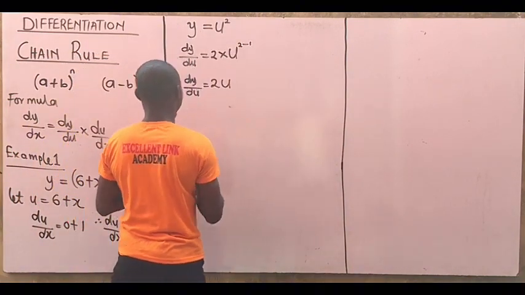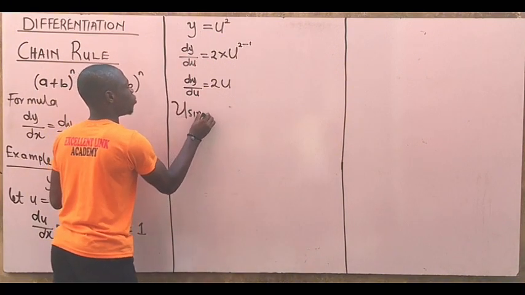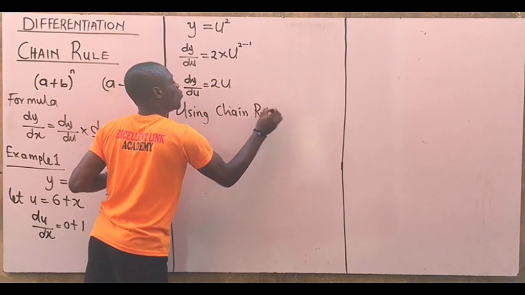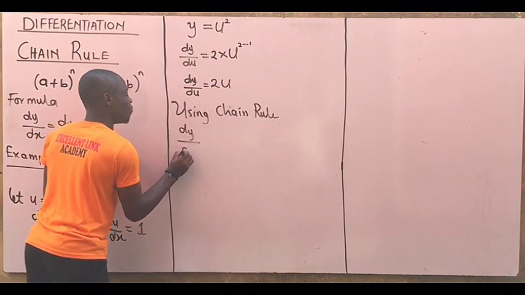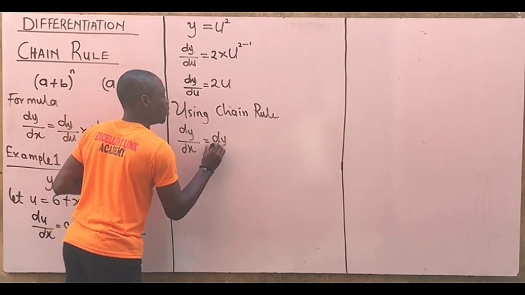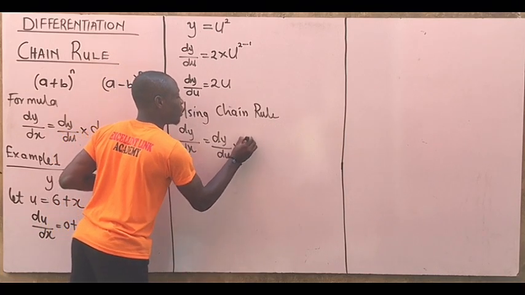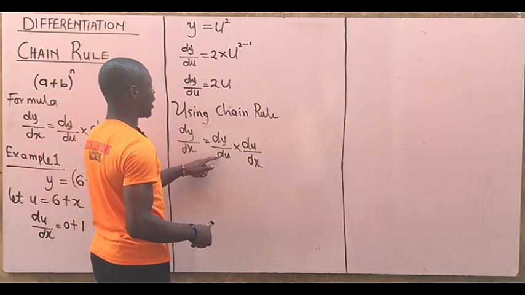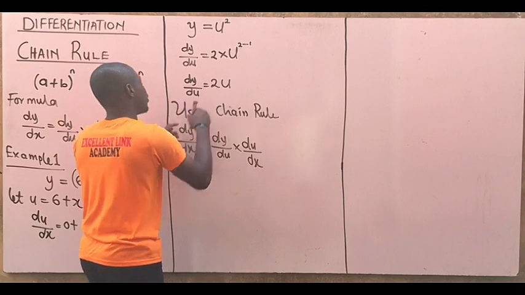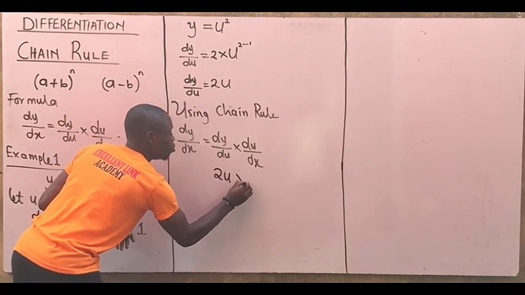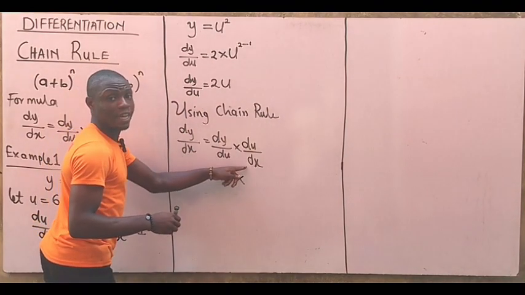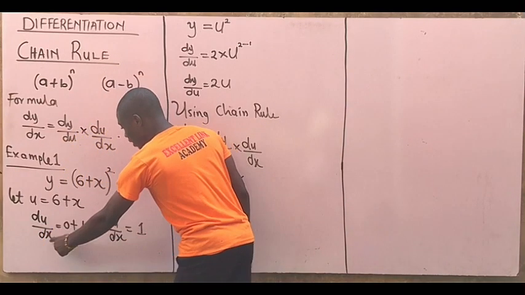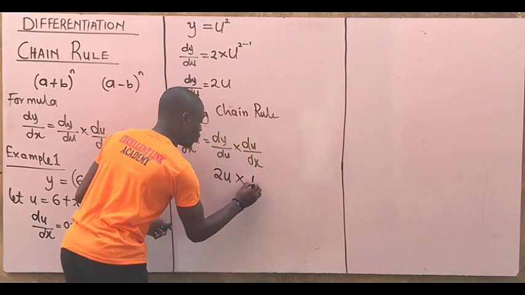At this point, I'll apply the concept of chain rule. Using chain rule, which says that dy over dx is equal to dy over du multiplied by du over dx, I'm having dy over du to be 2u, multiplied by du over dx from here. The du over dx here is obviously 1. So multiply by 1.